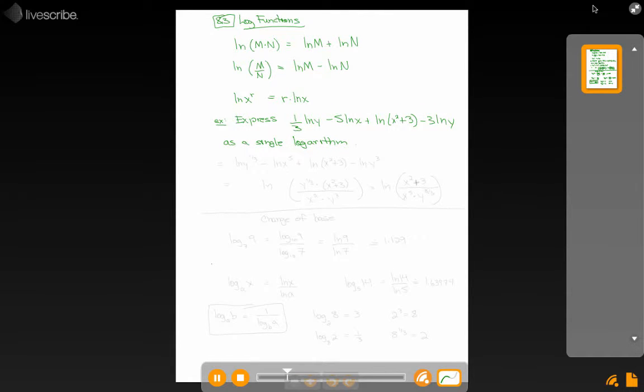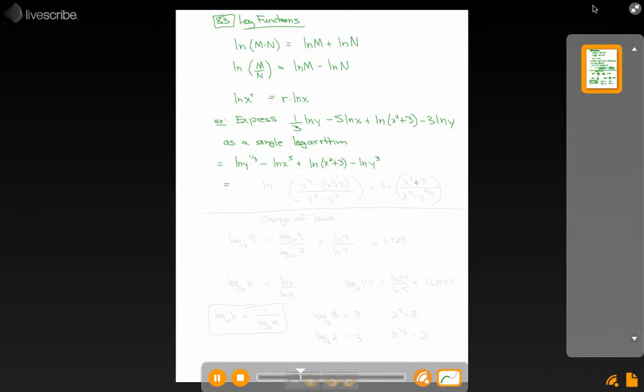Express 1/3 ln y minus 5 ln x plus ln of (x squared plus 3) minus 3 ln y as a single logarithm. It can only be done because these are all the same base. They're all base e. So the first thing I would do is bring these coefficients in as exponents. So I'd have ln of y to the 1/3 minus ln of x to the 5th. Nothing happens with this next one. And the last one, minus ln of y to the 3.